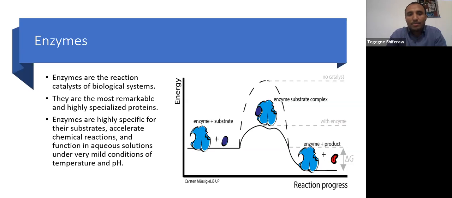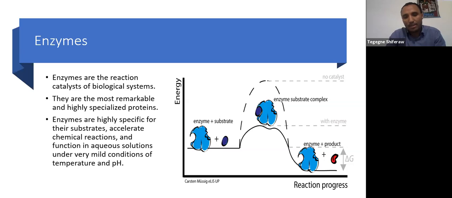And as we know, enzymes are highly specific for their substrates. They accelerate chemical reactions and they function in aqueous solutions under very mild conditions of temperature and pH. Enzymes usually function at certain pH levels, usually at a pH of 7. And the temperature they are really good to work at is usually the body temperature of 37 degrees Celsius.